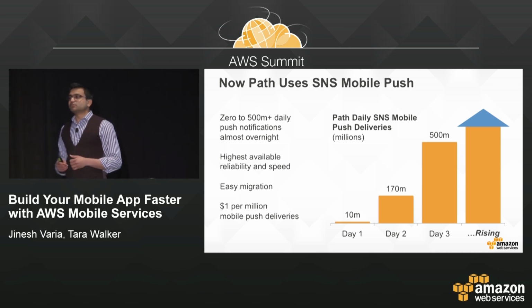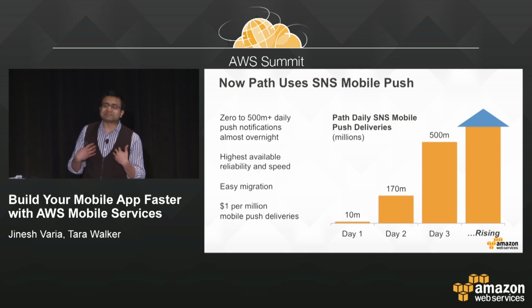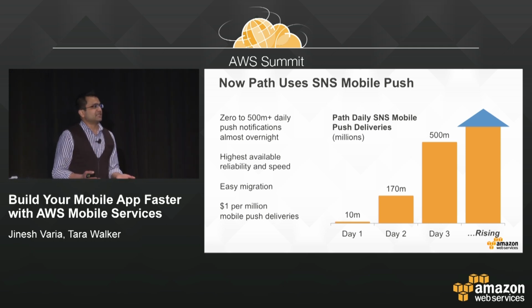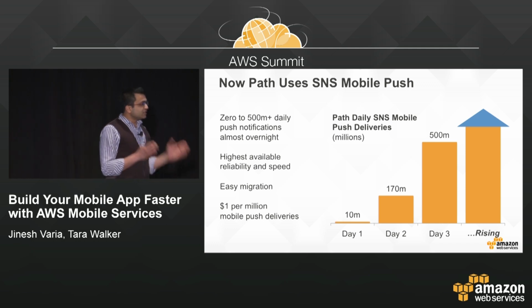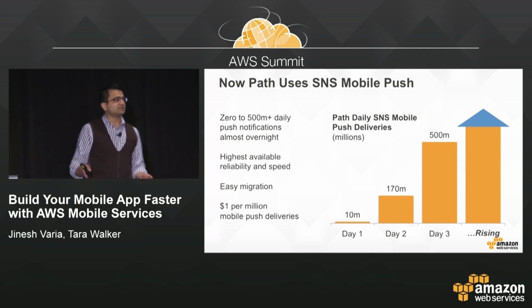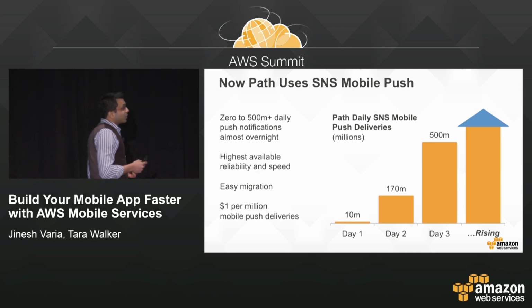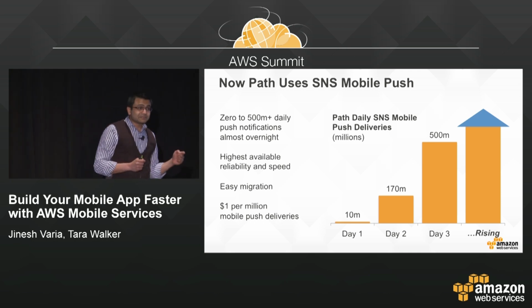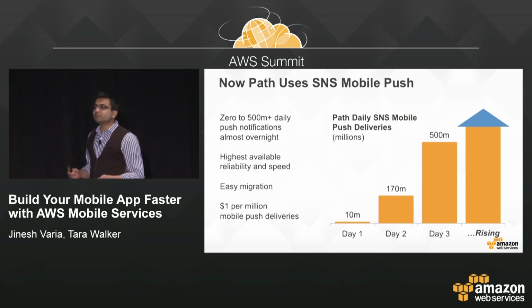last April actually, they moved to SNS, and they didn't tell us they were moving to SNS. And they were able to scale from 0 to 500 million push notifications in the matter of 3 days. So velocity of scale is very, very important. Yes, you can scale, that's true, but you can scale quickly so that you never lose your customer. And that's the power of all the AWS Mobile Services.